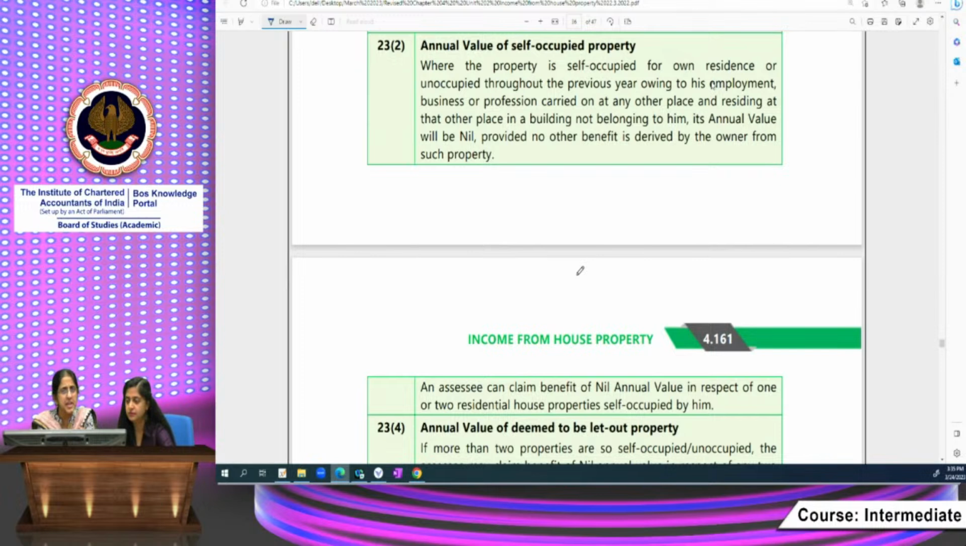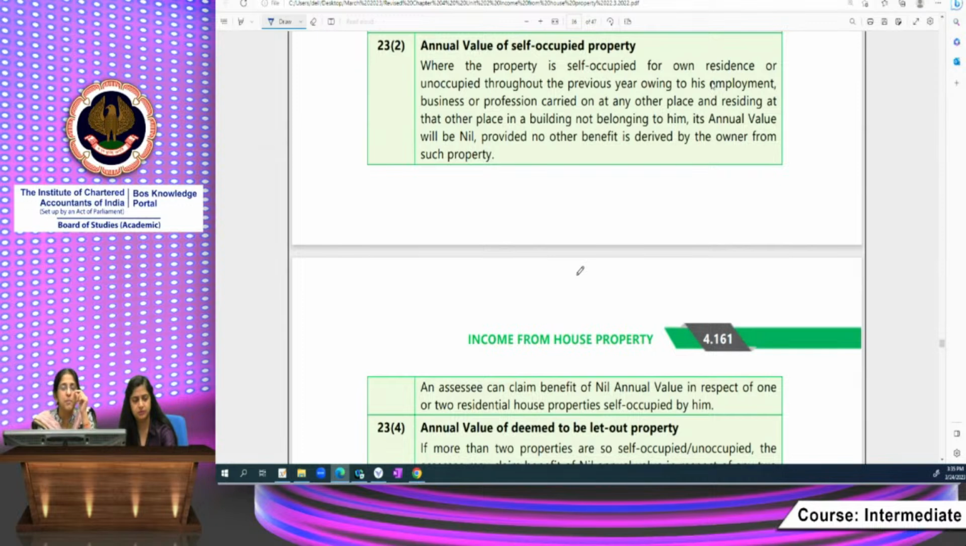In case of a deemed to be let out property, since there's no actual rent, the expected rent will be the gross annual value. Okay. And in case of self-occupied property, no deduction is allowable. Otherwise, in the case of normal let-out property, you first deduct municipal taxes paid by the owner, and then you arrive at the net annual value. See, again, it should be paid by the owner. It should not be paid by the tenant. And municipal taxes due but not paid is not allowable as deduction.